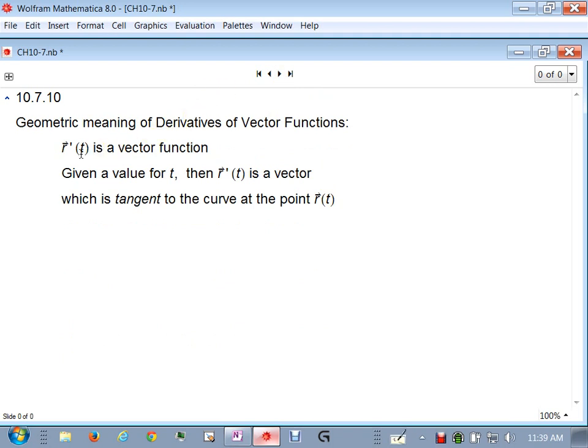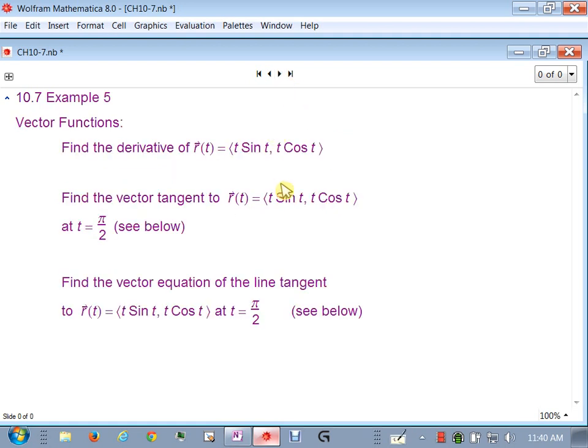When you take the derivative of a vector function, you create a new vector function. If I give you a value of t, then r prime of t is a vector, and that vector is tangent to the curve at the point on r of t. So I'm going to show you an example, but let's work through this first. Let's actually take this vector function and compute its derivative, and then let's find the derivative at pi over 2.